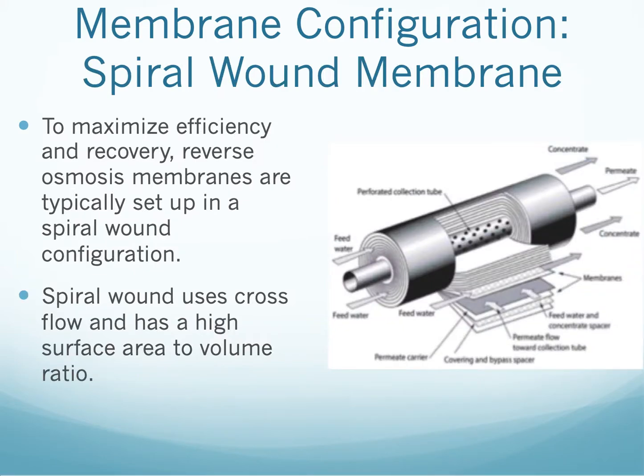Next is that reverse osmosis membranes are configured in a spiral wound membrane, and what this means is that they are done in a cylindrical way so that the water will permeate through the membrane and into the inner channel, while the salt will not and will be rejected out. Spiral wound membranes use cross flow already and have a high surface area to volume ratio.